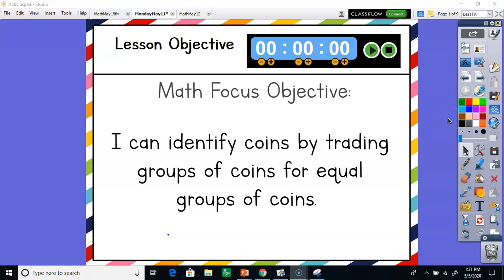We are going to continue working on United States coins that we started last week. Last week, we just worked on identifying the coin and the value of the coin. So we're going to take what we learned last week and build onto it. Today, we are going to identify coins by trading groups of coins for equal groups of coins.